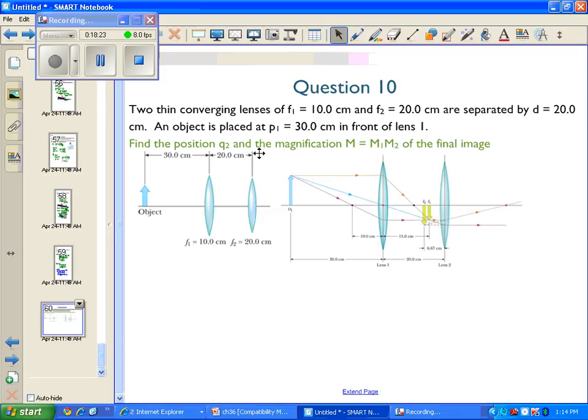We place an object, and this time we're going to label P1 for the object distance to lens 1, and of course P2 would be the object distance to lens 2. Q1 is the image distance due to F1, so the first lens. Q2 is the image distance due to the second one.